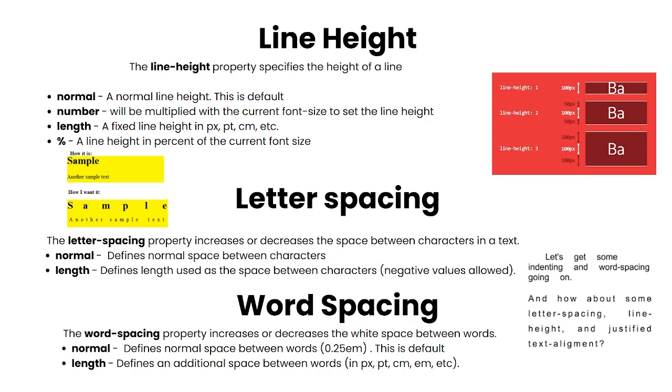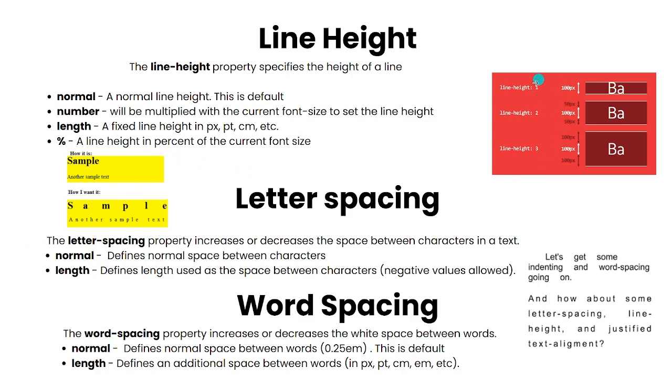Let's dive right in. We're going to be looking at text spacing, which includes line height, letter spacing, and word spacing. The line height property specifies the height of a line, and you could change the line height using numbers, length, or percentages.